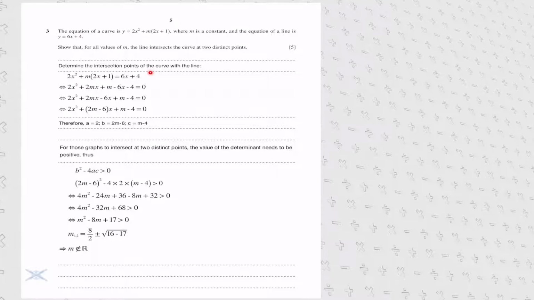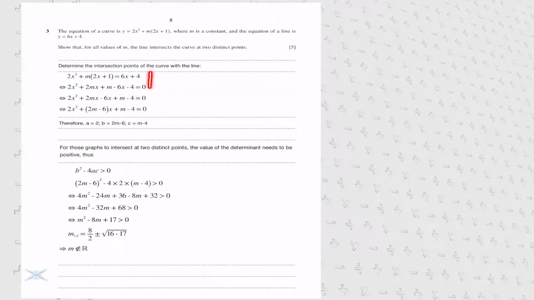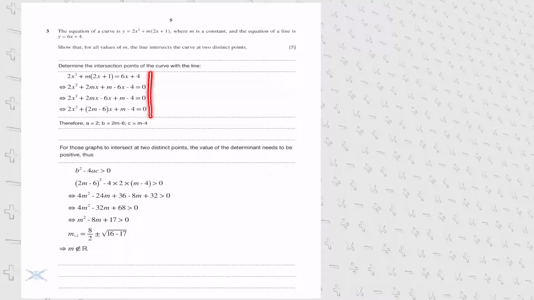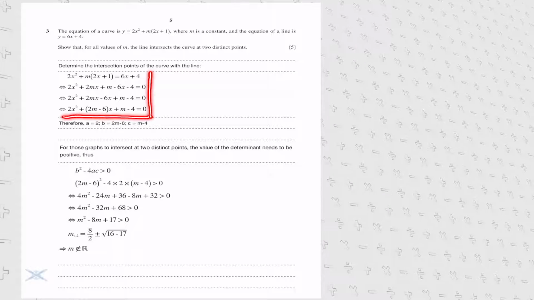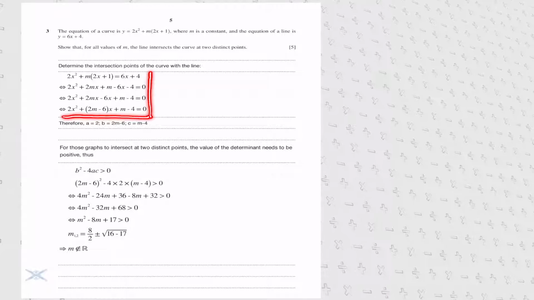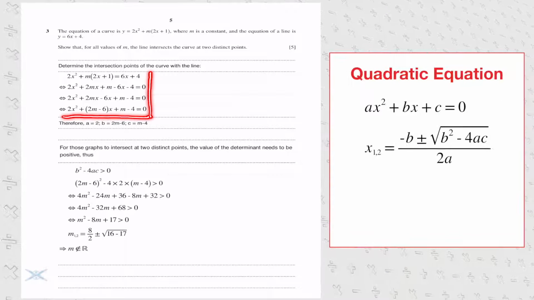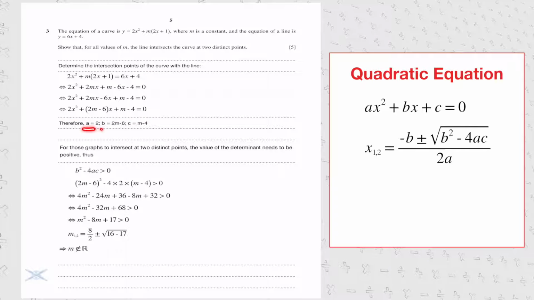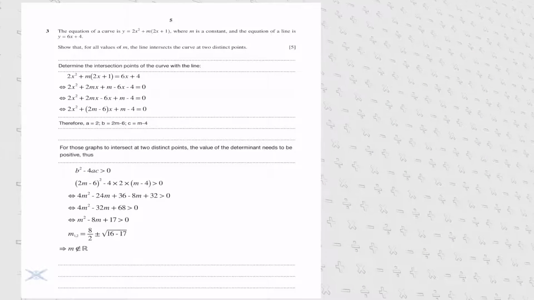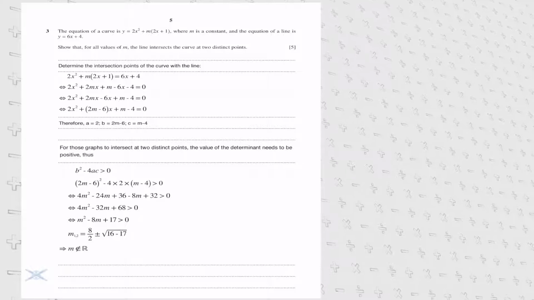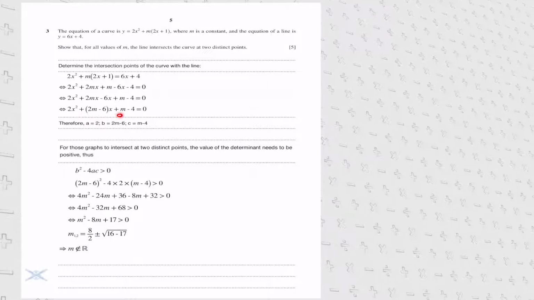From here we will simplify the expression and rearrange it for 0, which leads us to receiving a quadratic function. According to the formula for quadratic functions, which you can find on the right hand side of the screen, we should be able to determine that our coefficients a, b, c are in this case represented by the values of 2, 2m minus 6 and m minus 4.